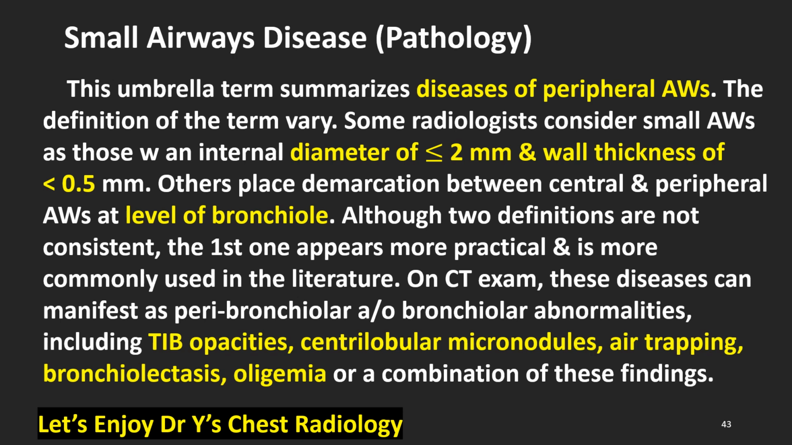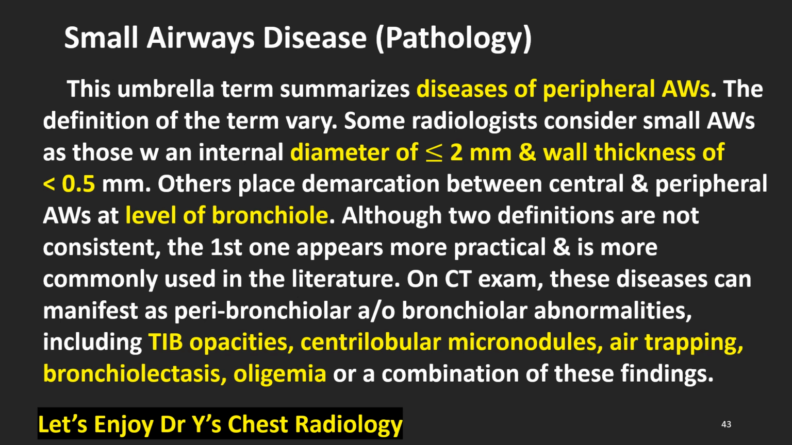Small airway disease, pathology. This umbrella term summarizes diseases of peripheral airways. The definition of the term varies. Some radiologists consider small airways as those with an internal diameter of less than 2 mm and wall thickness of less than 0.5 mm. Others place the demarcation between central and peripheral airways at the level of a bronchiole. Although the two definitions are not consistent, the first one appears more practical and is more commonly used in the literature.